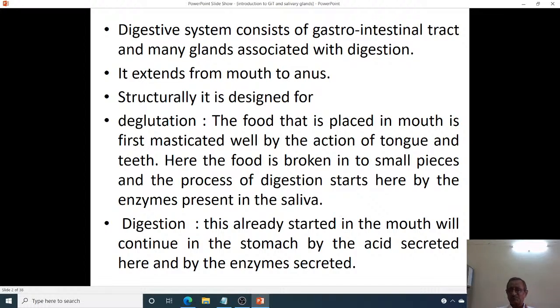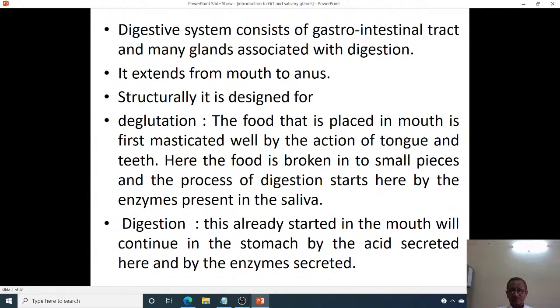So the food that is placed in the mouth is first masticated. That means it is ground, like we put something in the grinder and make it small pieces or make it a paste. So that work is done in the mouth by the tongue and teeth. Okay, teeth are grinding. What is the action of tongue here? Tongue is pushing the food to the place in between the teeth such that it can be ground.